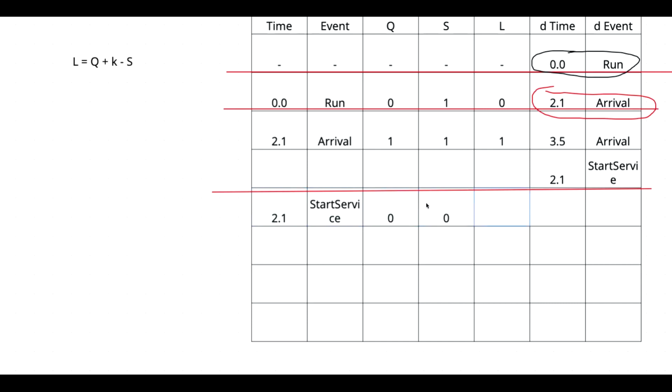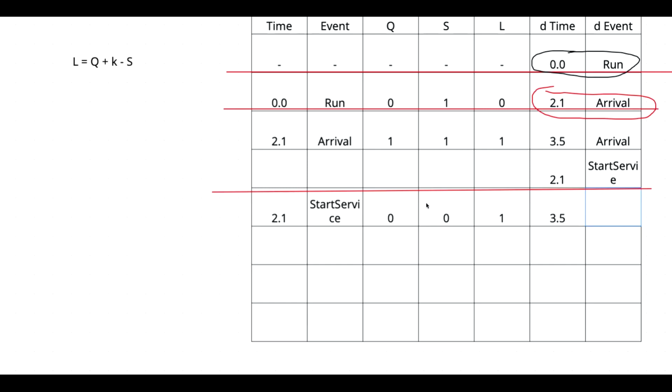Now, this arrival is still on the event list. The only way to come off the event list, at least for now, is when it bubbles up to the top. So don't lose events. That's important.